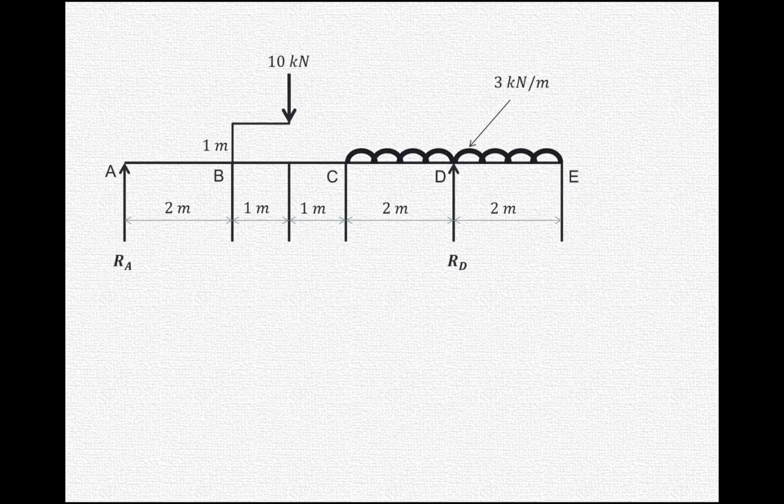Now first task, we have to find out the reactions RA and RD over here, and for that we'll have to convert this load of 10 kilonewton. So this 10 kilonewton will produce a direct load, point load of 10 kilonewton over here, and the moment, because it is acting towards right by an amount of 1 meter, so it will produce the clockwise moment about B.